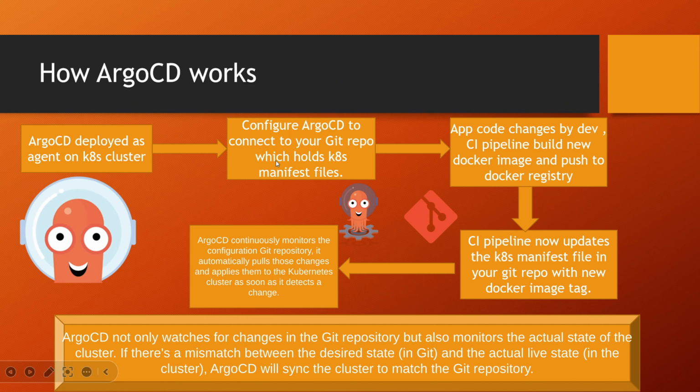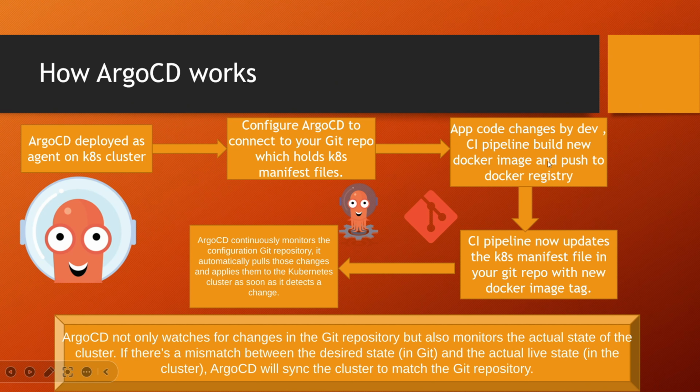Now you need to configure Argo CD to connect to your Git repo, which is holding your Kubernetes manifest files. Let's say for your Java application, there are a few deployment files or a few service.yaml files. Everything will be placed onto some Git repo, and that Git repo you have to configure in Argo CD. That is the second step.